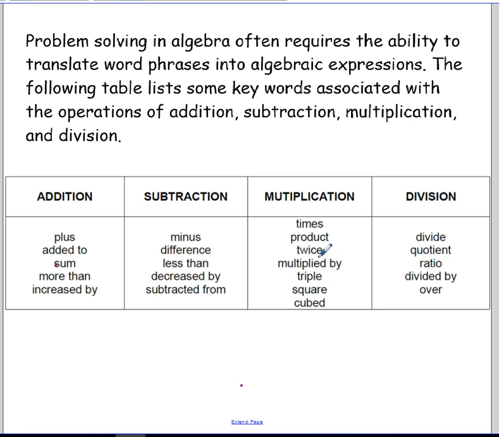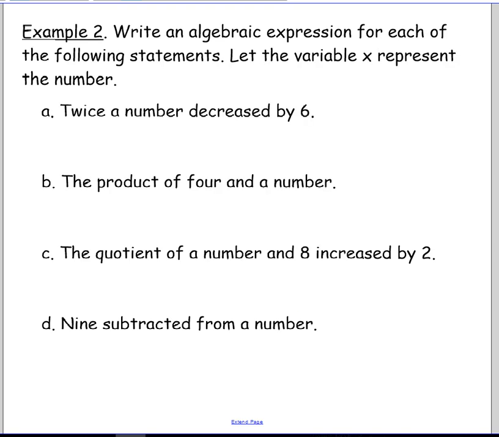Some of these you might not know what they mean, so let me just peek over here at multiplication. Triple means times 3. Squared means to the second power, and cubed means to the third power. If you have any questions on any of the other ones, don't hesitate to ask. So for this example, we're going to use those words to write algebraic expressions for each statement. And it's telling us to let the variable x represent the number. So the unknown number in each equation or expression is going to be x.